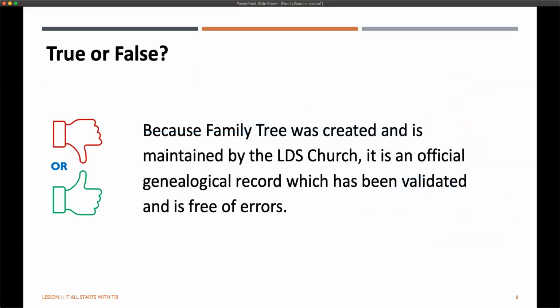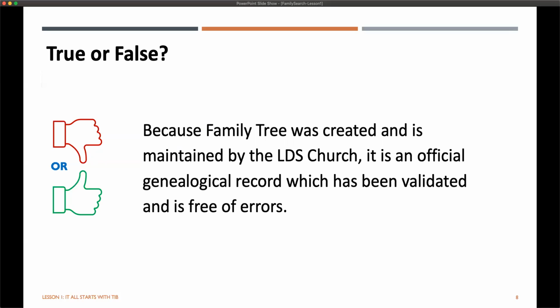And so this comes to a question that I have for you. Think about this for a moment, true or false. Because Family Tree was created and is maintained by the LDS Church, it is an official genealogical record which has been validated and is free of errors. Think about that. Is that true or is that false?